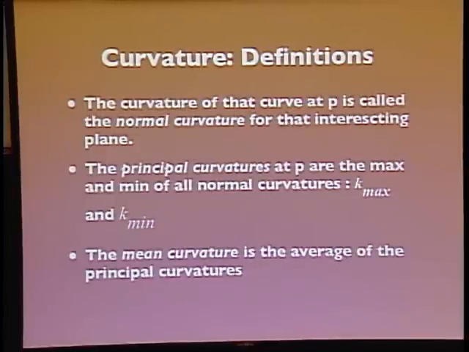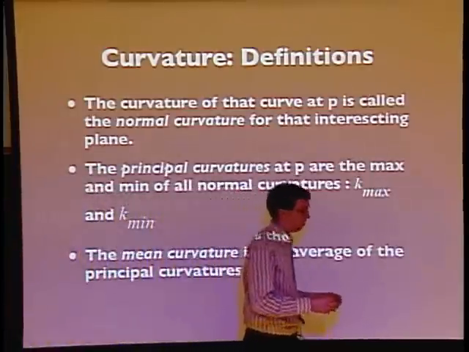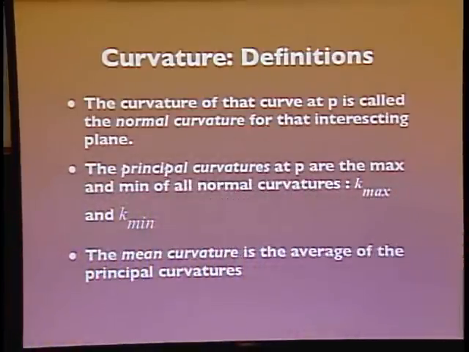Well, for any one of those planes that intersects the surface, the curvature of that curve is called the normal curvature, and the principal curvatures are the maxima and minima of the normal curvatures. And the mean curvature is the average of those principal curvatures. So almost all the time, when someone talks about the curvature of a surface evaluated at a particular point, they're talking about the mean curvature.